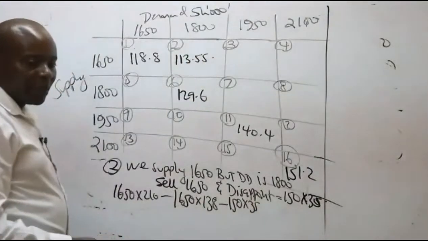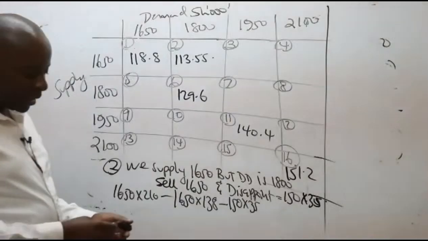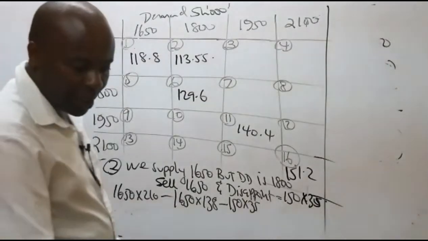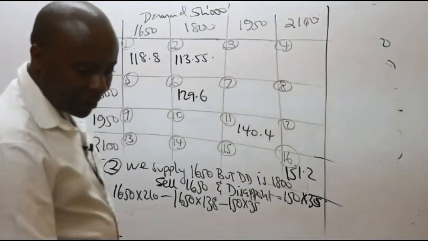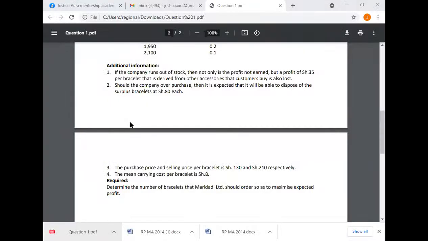Now, ladies and gentlemen, could we kindly go to number 3? What about 80? Let me see the 80. The 80 will not apply in this regard. The 80 applies when the demand is less, when you have got an oversupply. We are told in number 2, should the company overpurchase, then it is expected that we'll be able to dispose of the surplus bracelets at 80.